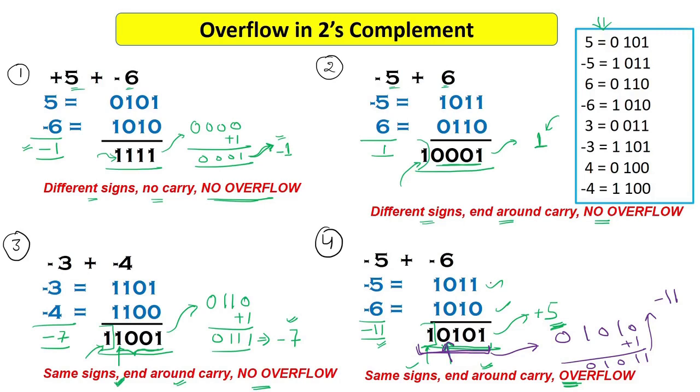So I got -11, but it is in 5 bits. The overflow concept says that if my original numbers are, let's say, 4 bits, then my answer should be represented in 4 bits only, but my answer is coming in 5 bits. So this shows the overflow. This is another interpretation.